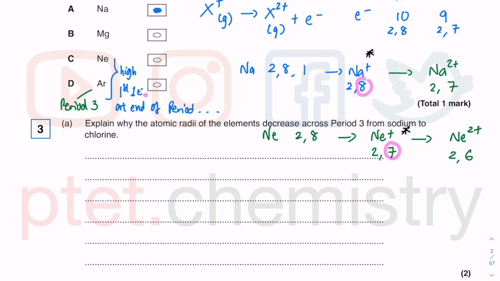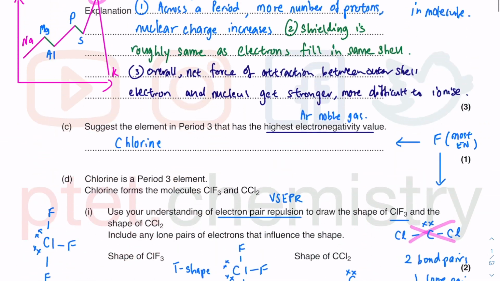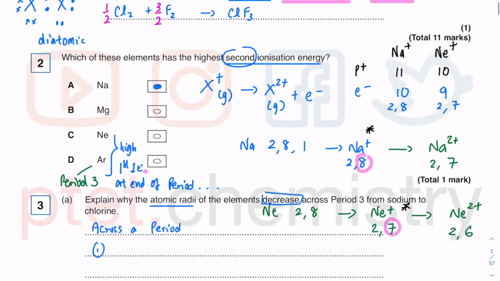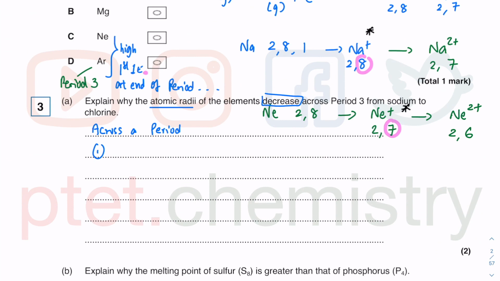Okay, so this is asking you about atomic radii, and they are saying that it gets smaller from sodium to chlorine. So across a period, what actually happens? It's a similar essay from earlier where I talked about the highest first ionization energy across a period, because it's the exact same essay. The first point is the same, the second point is the same, the third point is the same, but we're going to relate it to the atomic radii here.